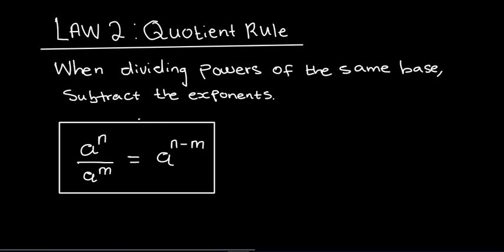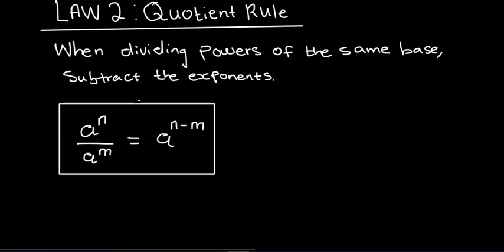Right, so you can do that. This means that if you have, for example, 2 to the exponent of 4 divided by 2 to the exponent of 2, the answer is going to be just base 2 with an exponent of 4 minus 2. The answer is going to be 2 to the exponent of 2.